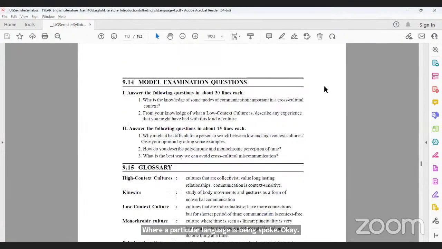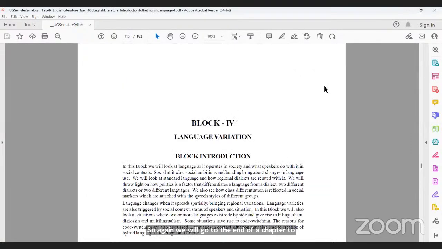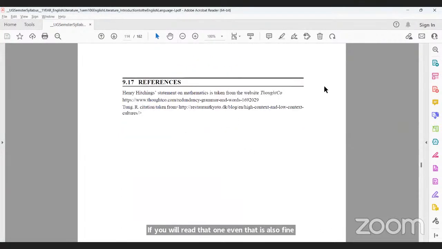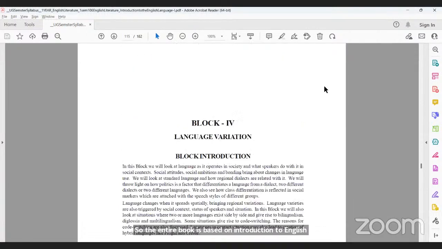So again, we will go to the end of a chapter to understand each of them, because it's not easy for us to complete it in a detailed discussion. So we'll try to focus on the questions and the tentative answers that have been given. If you read that, even that is fine. Now the entire book is based on Introduction to English Language, right? That is the title of this book.